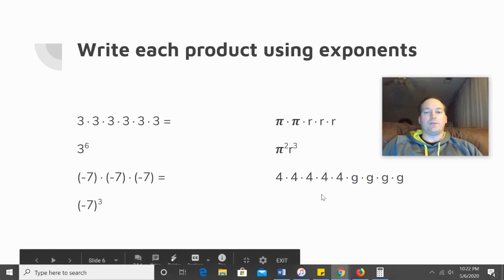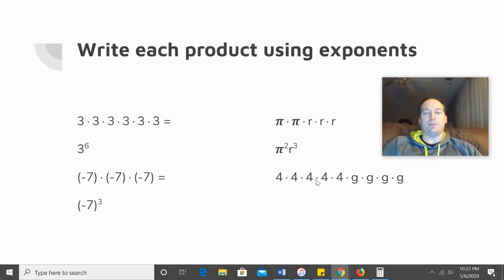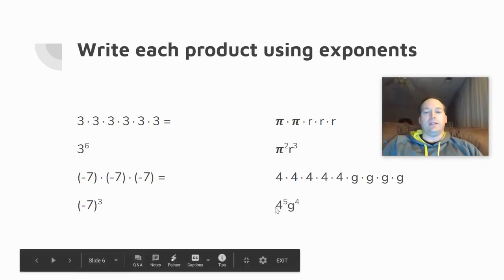So we have 4 times 4 times 4 times 5 times 4. So 4 is the base, and the exponent's going to be 5, because that's how many times I'm multiplying it together. And then g is the base here, and the exponent's going to be 4. So that will be 4 to the 5th, g to the 4th.